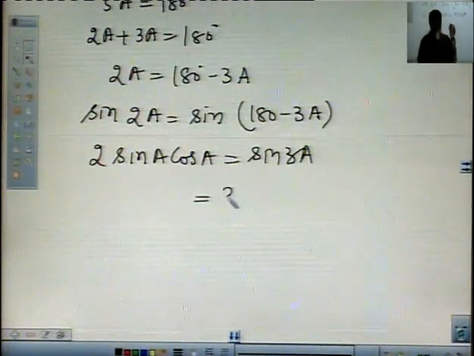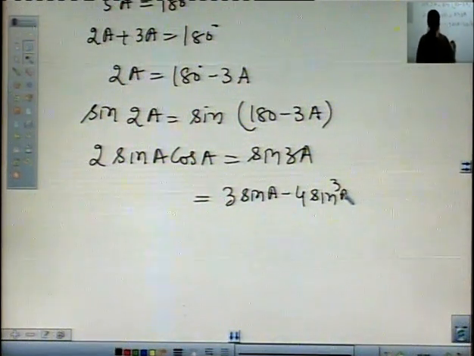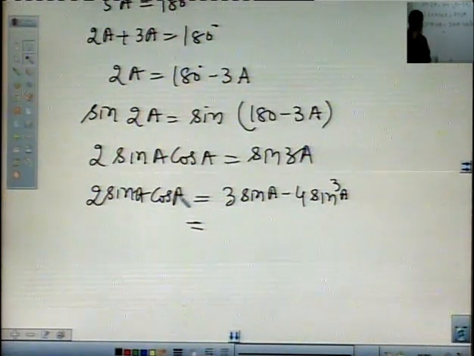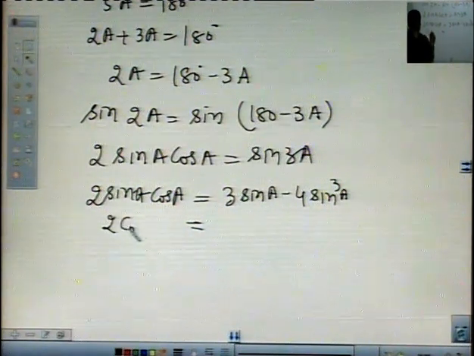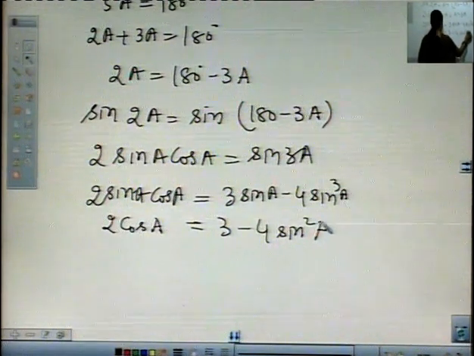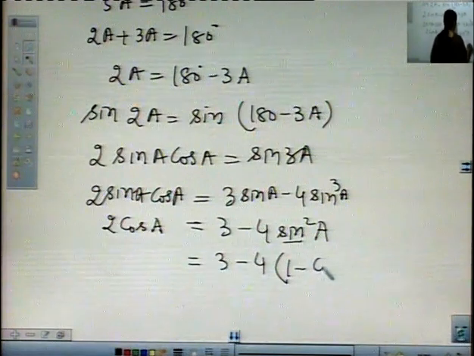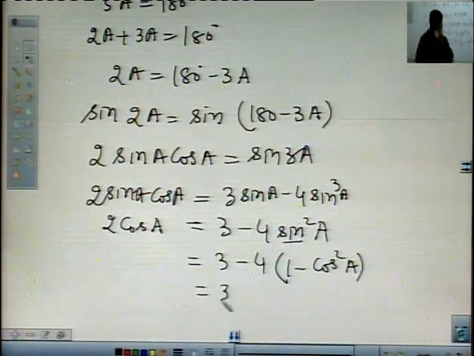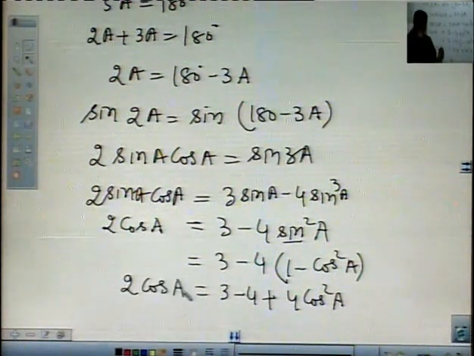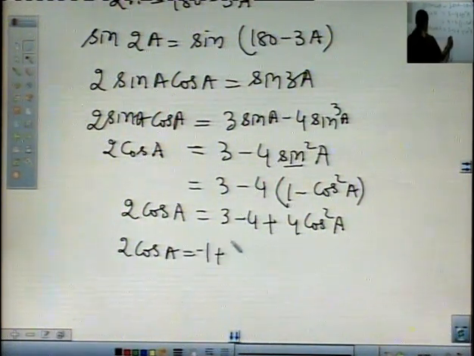Now sin 3A is 3 sin A minus 4 sin cube A. By taking sin A common we get 2 cos A is equal to 3 minus 4 sin square A. Changing sin square A into 1 minus cos square A, we get 3 minus 4 plus 4 cos square A, which means 2 cos A is equal to 4 cos square A minus 1.